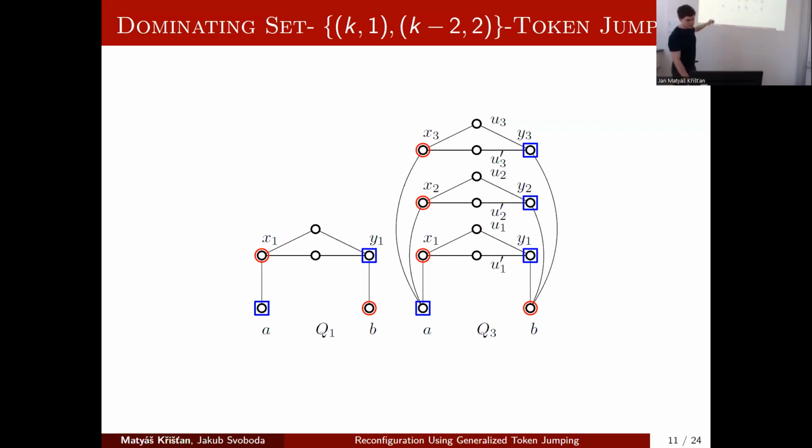And the best possible move here is to use a move of distance 1 here, here also distance 1, but all the remaining pairs of vertices will need a move of distance 2. So this graph will need at least k minus 2 tokens to move to distance 2. And we will show that actually we can have an algorithm that will use this reconfiguration rule.